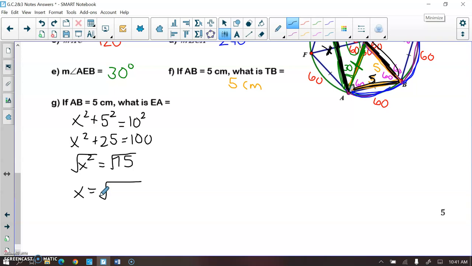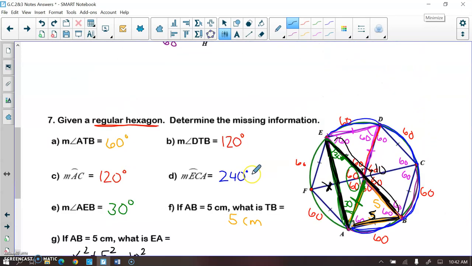So I need to find the largest perfect square factor of 75, which is 25. A 25 times a 3 is a 75. And we can do the square root of 25. The square root of 25 is a 5. The square root of 3 cannot be done. That remains. 5 root 3 is your measurement for EA.